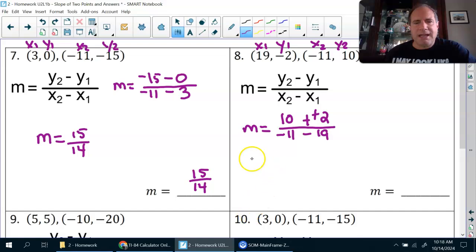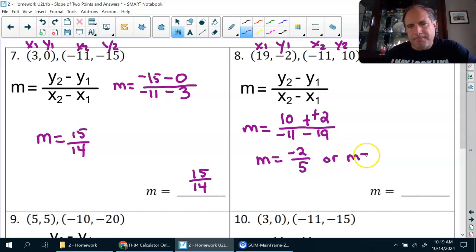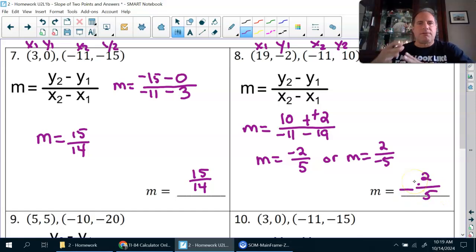-2/5. You can put that any way that you want. You can put it like this, -2/5. Or you could put it like this, 2/-5. Or you could put it -2/5 with the negative hanging out in front of the fraction, and that's it. They all mean the same thing. It's a negative slope. The line's going down from left to right.